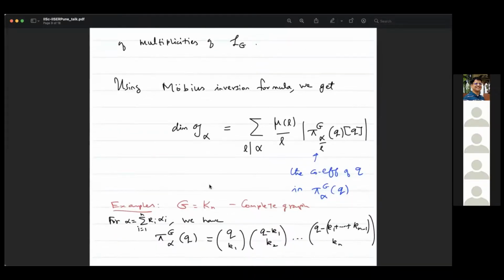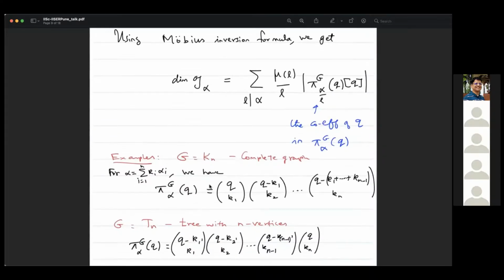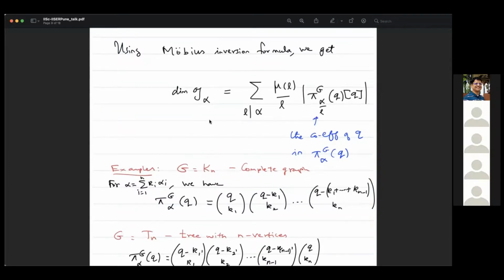And for many interesting families, one can easily compute these chromatic polynomials. That is not very hard. For example, if you take a complete graph, then you can very explicitly compute what it is. If you take a complete graph, what you get is actually a free Lie algebra, because you are not going modulo any relations, and this is an already known formula. It's called Witt's formula. So Witt's formula gives you the dimension of G alpha.